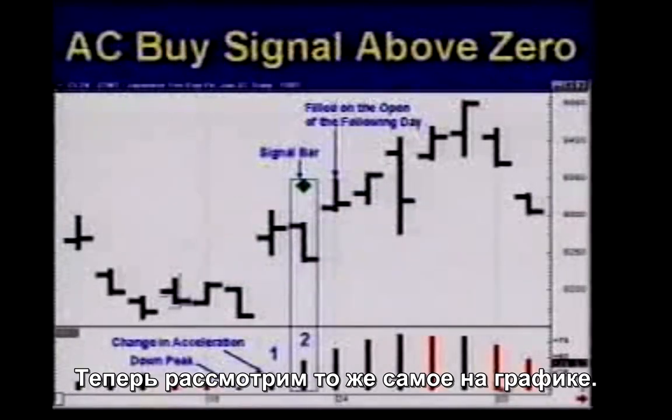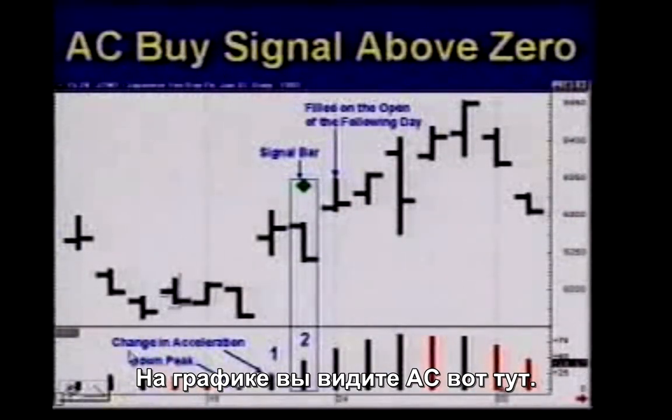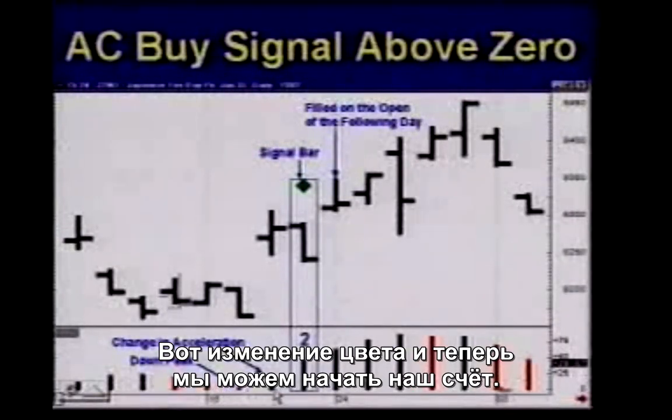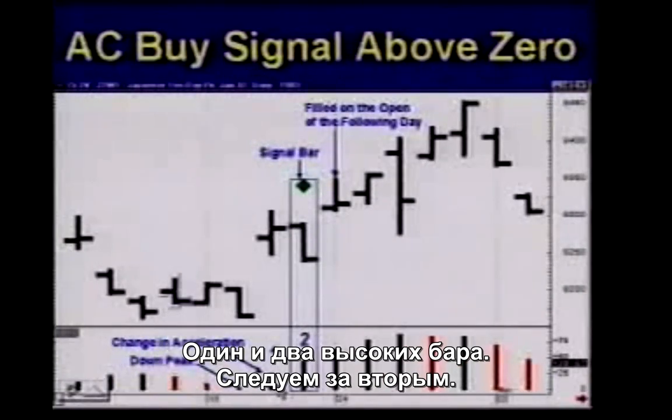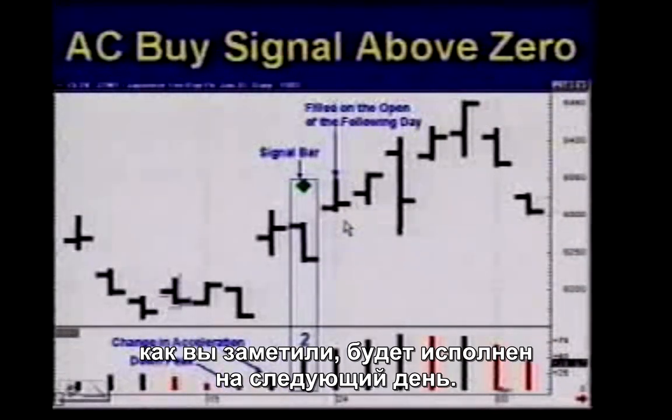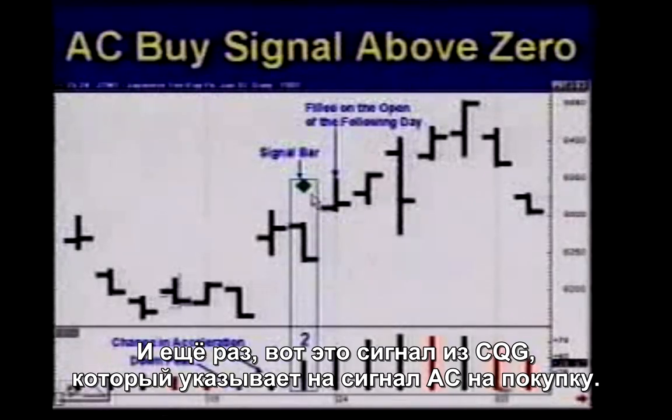Let's look at it on the chart. On the chart, you notice this is the AC here. And it has come up, accelerated up, accelerations come down for a color change. Now we may begin our count. 1 and 2 higher highs. Follow that up. 1 tick above the high of this bar is the buy stop, which you notice will be filled the next day. And again, this is the signal from CQG. That's just indicating that we have a AC buy there.